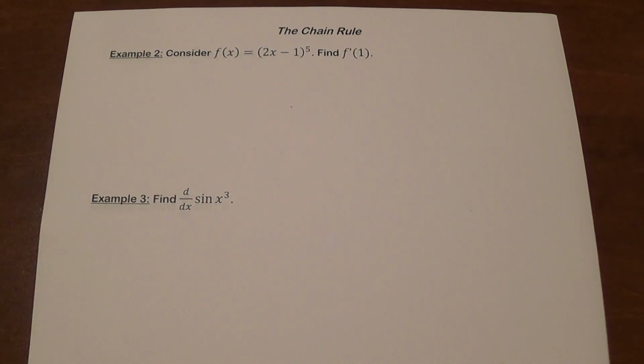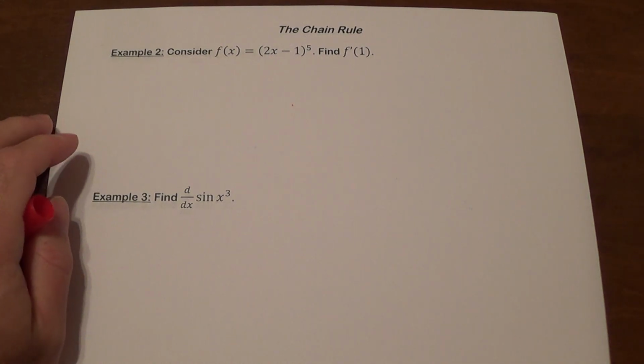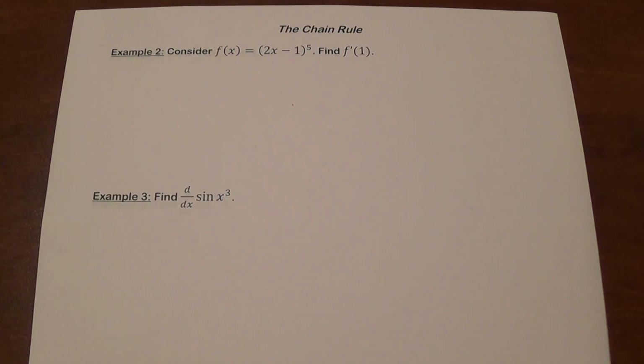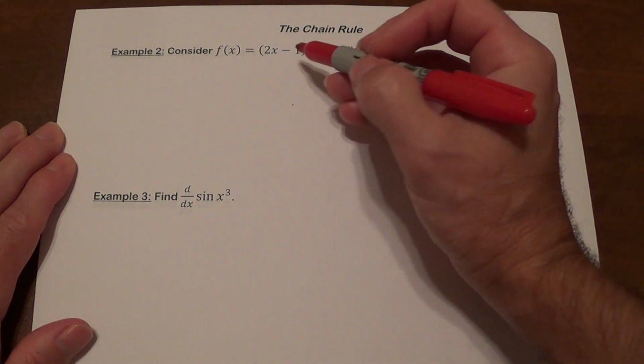Consider this function: f of x equals 2x minus 1 to the 5th power. Find f prime of 1. So we actually have to find a numerical derivative here. We need to find first the derivative, then we can substitute 1. Okay, so what do we have here?